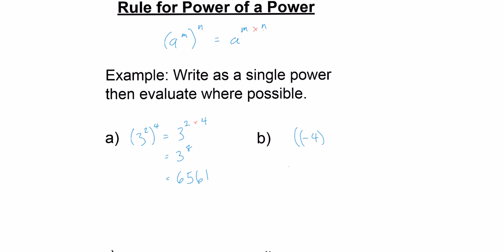Negative 4 raised to the power of 2, again raised to another power of 2. So when we write this, I'm going to show you what you need to remember. The inner bracket always has to be there if we have a negative power sitting inside here. So I got -2. This is -4 raised to the 2 times 2.